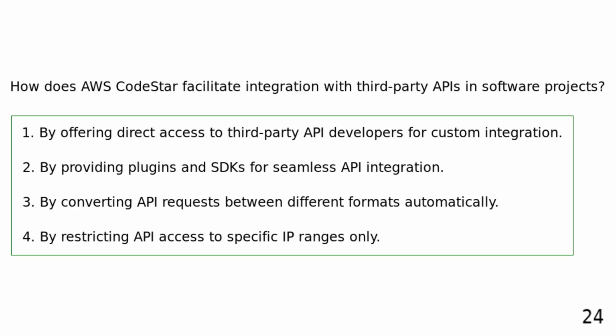How does AWS CodeStar facilitate integration with third-party APIs in software projects? By offering direct access to third-party API developers for custom integration. By providing plugins and SDKs for seamless API integration. By converting API requests between different formats automatically. By restricting API access to specific IP ranges only.